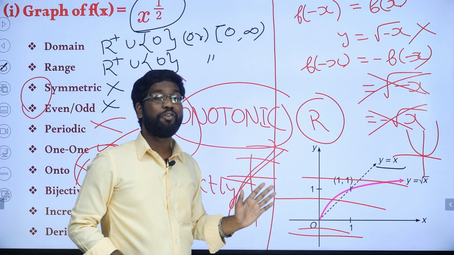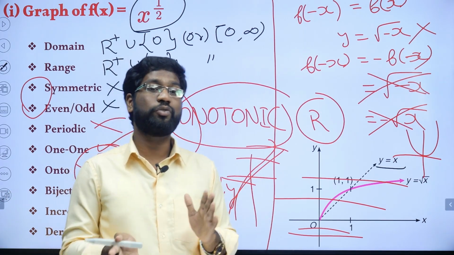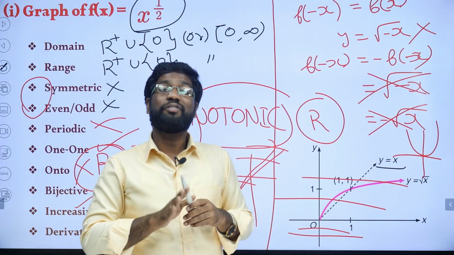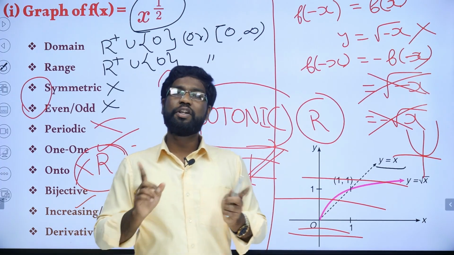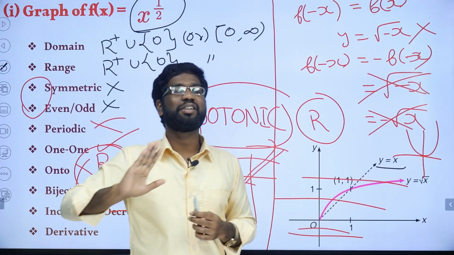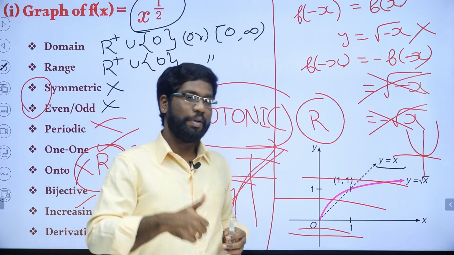So you can't say for an increasing function whether it is one-to-one or not. But when it is strictly increasing, you can say it is a one-to-one function. But every one-to-one function need not be strictly increasing. Okay, my dear students.